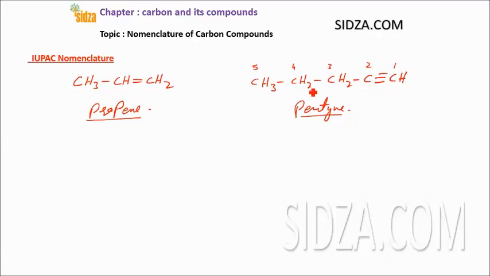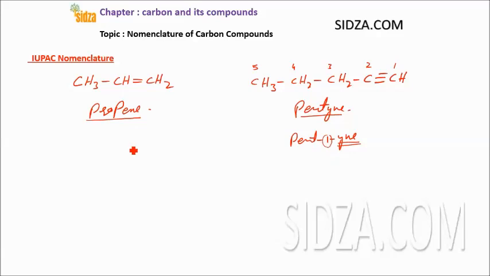We also mention the position of this triple bond. So we can say the triple bond starts from the carbon number 1. So the name of this compound will be pent-1-yne. The 1 represents here the position of this triple bond, right?